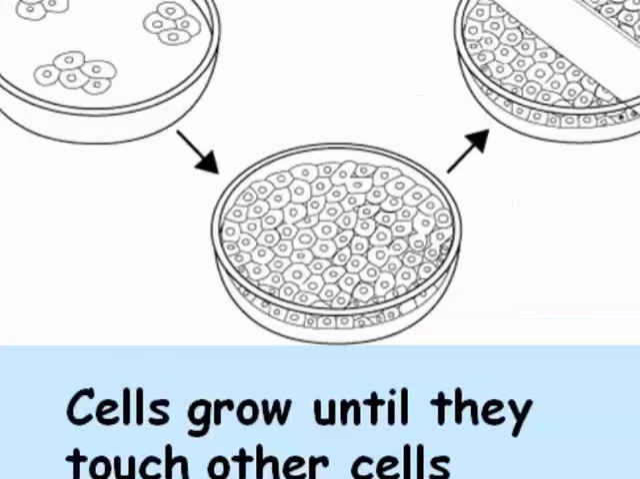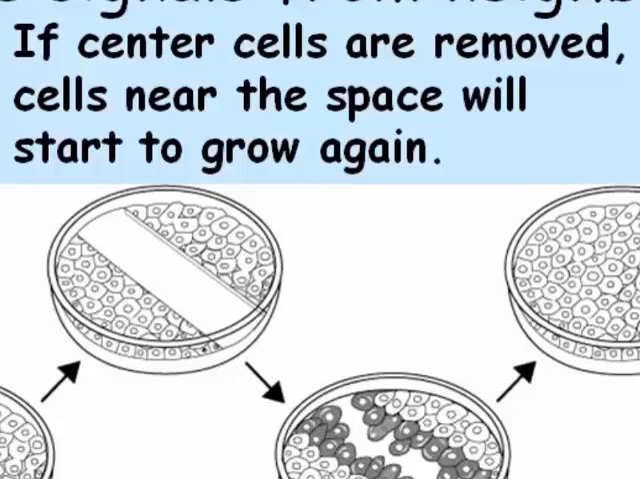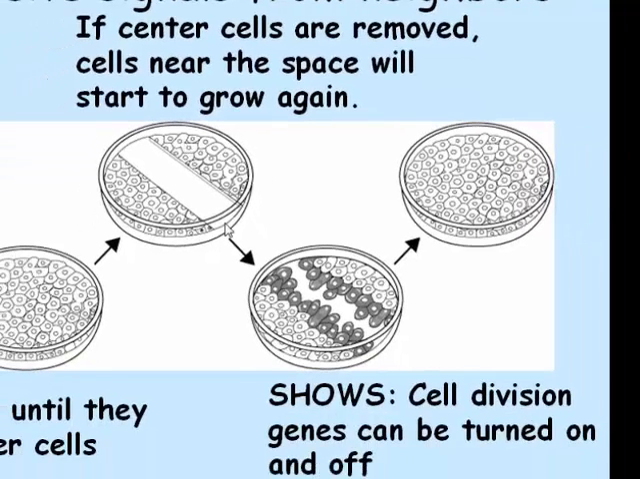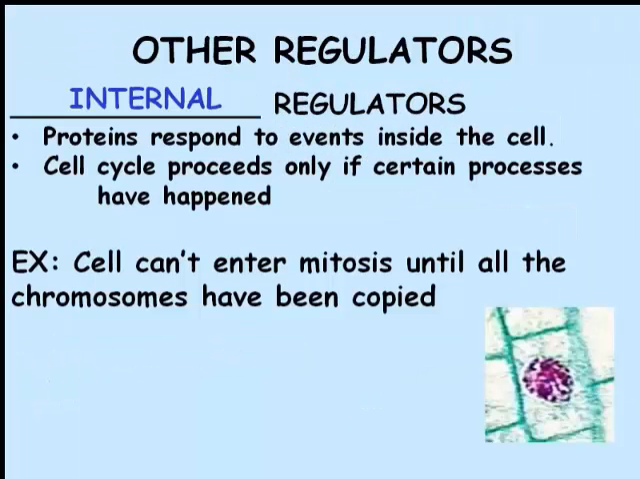Well, if we were to wipe that plate clean, our cells would then continue to divide, like you see in this cell here. And they would divide and divide until, again, they touch each other, and then they would turn off. We also then have internal regulators. So that's when proteins respond to events inside a cell. So the cell cycle proceeds only if certain processes have happened. So a cell can't enter mitosis until all of the chromosomes have been copied in S phase.